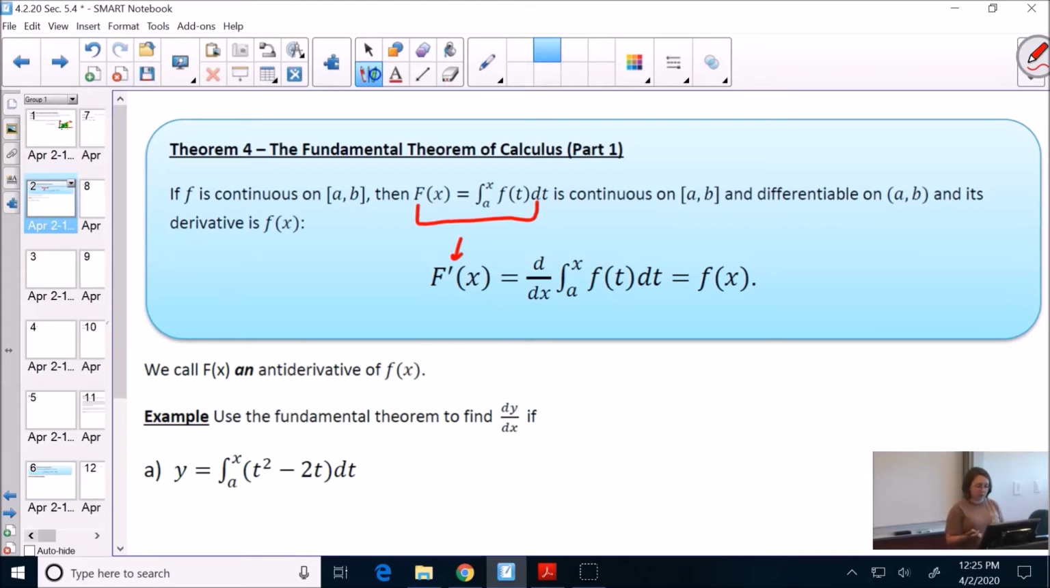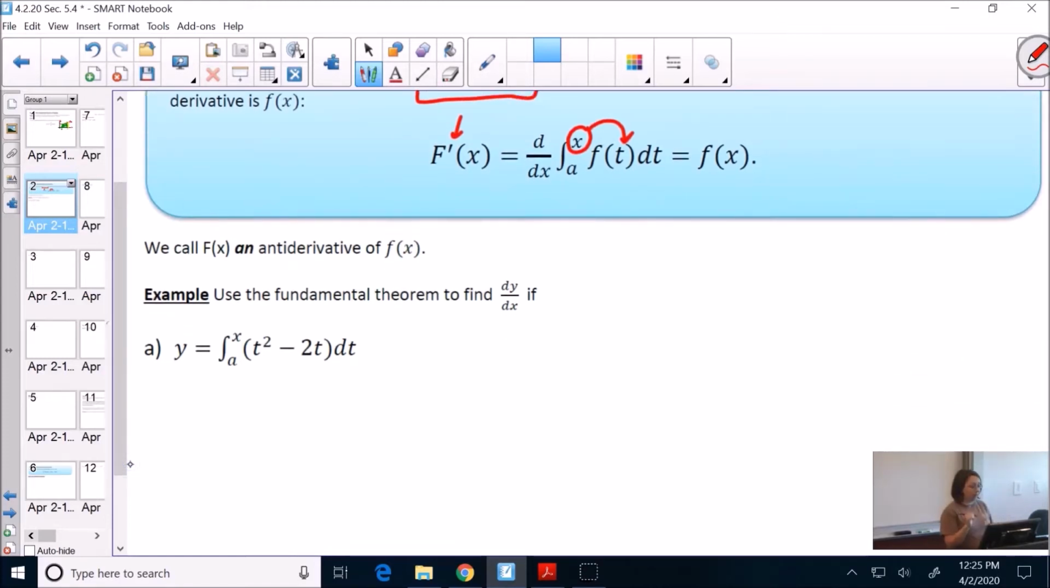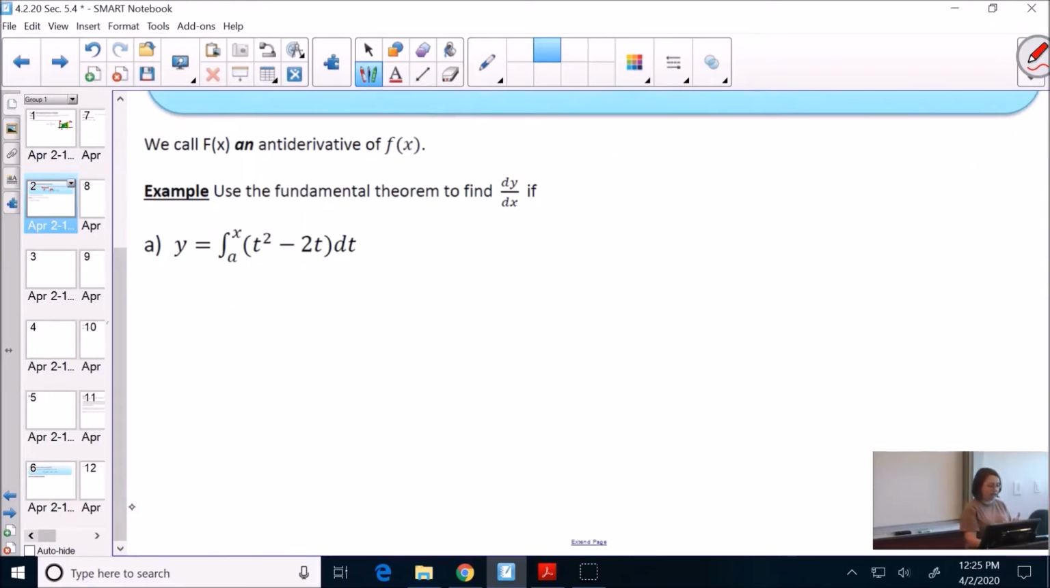Well, that's cool. What does it say? It's saying you take the x you have in your upper limit of integration, and you plug it in. That's your answer. The derivative of the integral is just evaluating little f at that upper limit x value. Let me show you. Oh yeah, we will call capital F an antiderivative of f of x. Not the only one, an antiderivative.